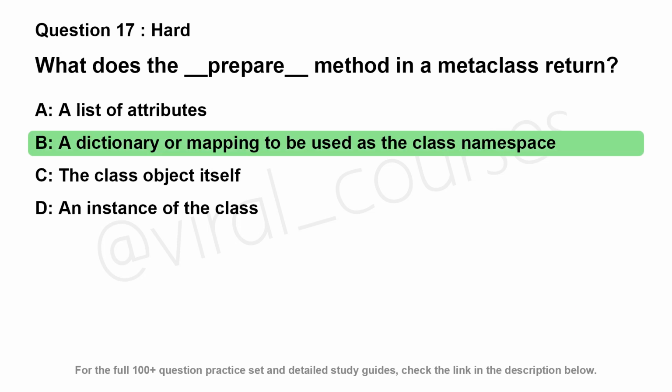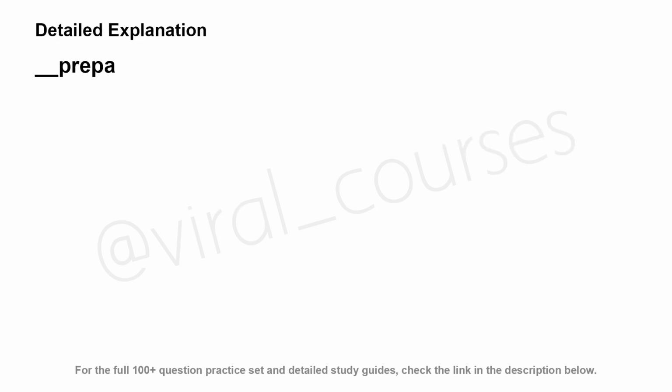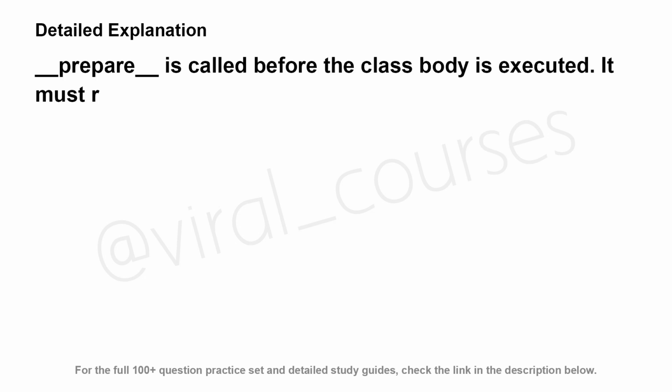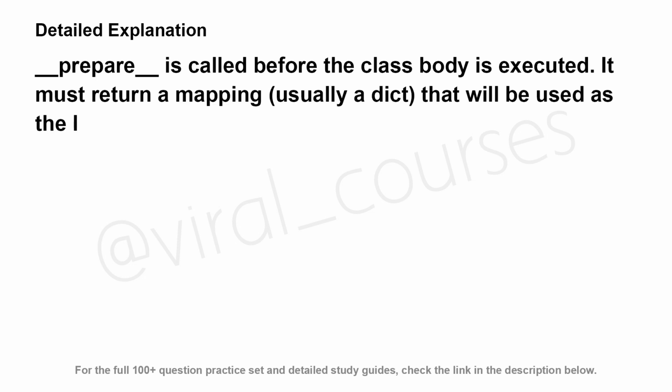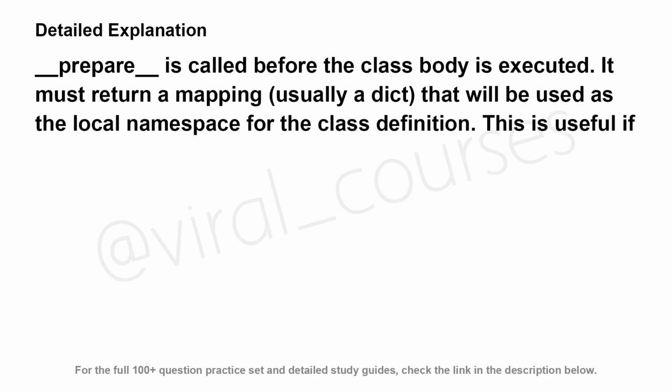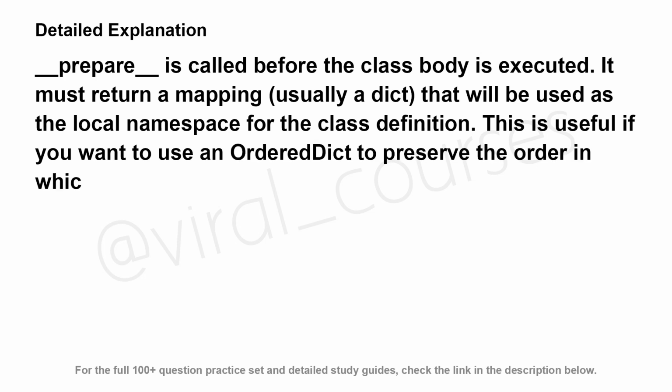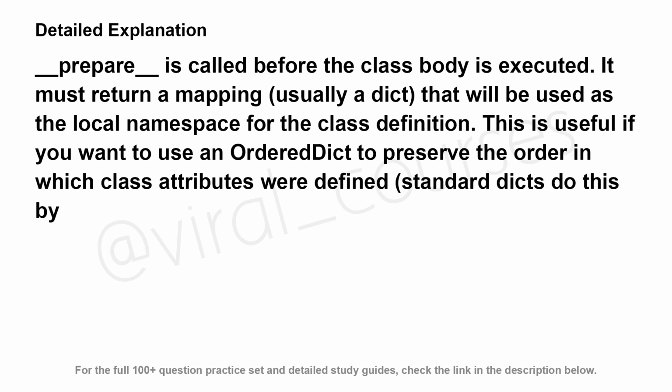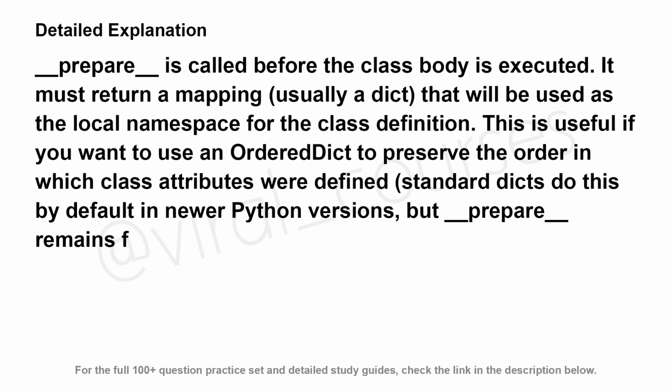The correct answer is B. __prepare__ is called before the class body is executed. It must return a mapping, usually a dict, that will be used as the local namespace for the class definition. This is useful if you want to use an ordered dict to preserve the order in which class attributes were defined. Standard dicts do this by default in newer Python versions, but __prepare__ remains for advanced use cases.